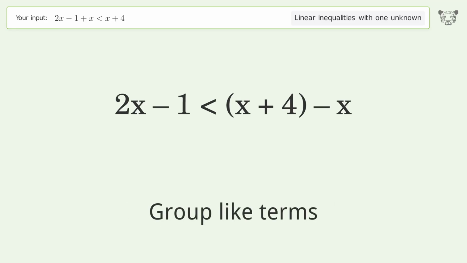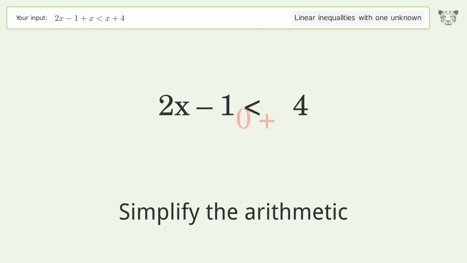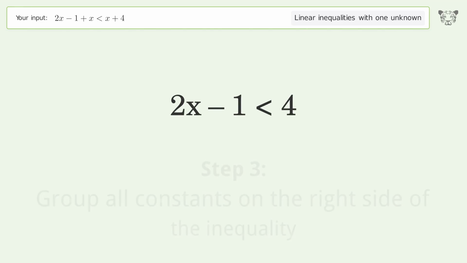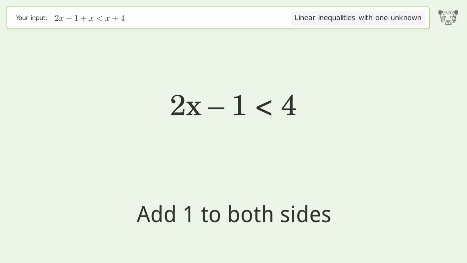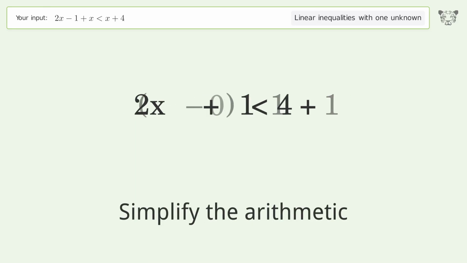Group like terms. Simplify the arithmetic. Group all constants on the right side of the inequality. Add 1 to both sides. Simplify the arithmetic.